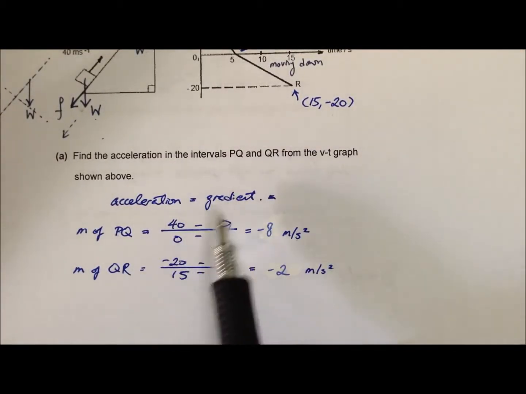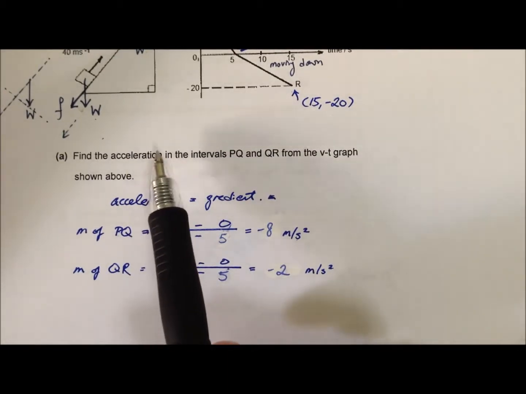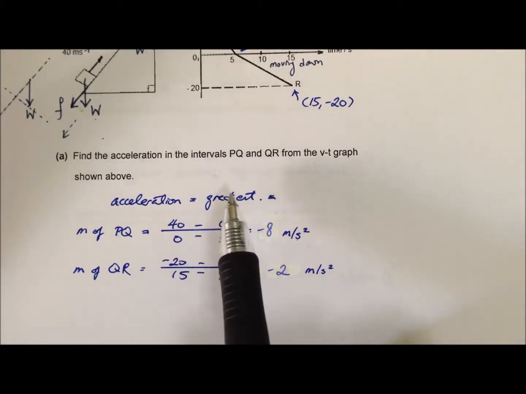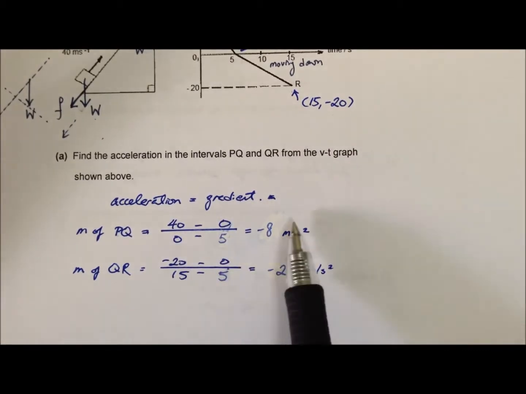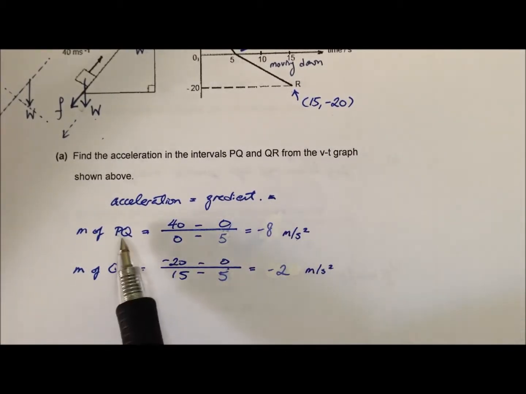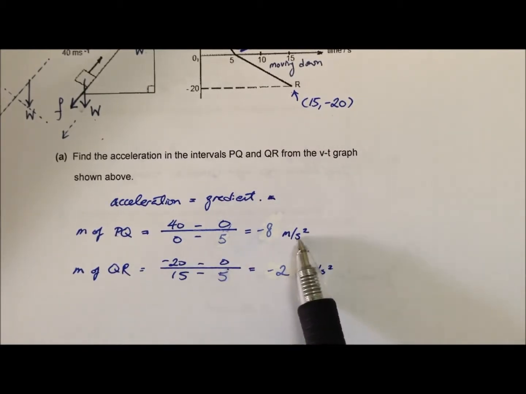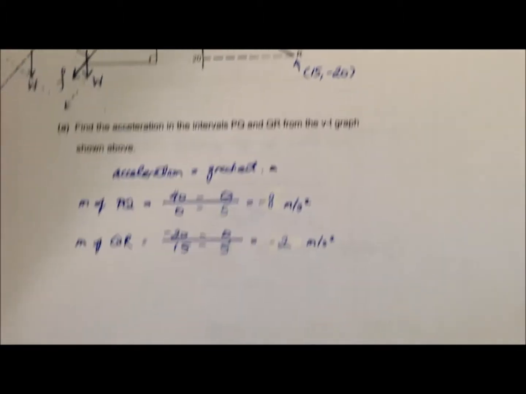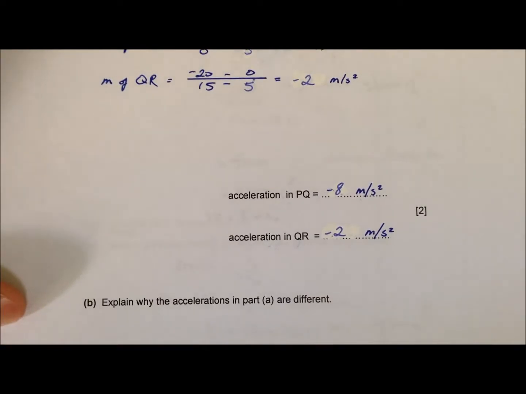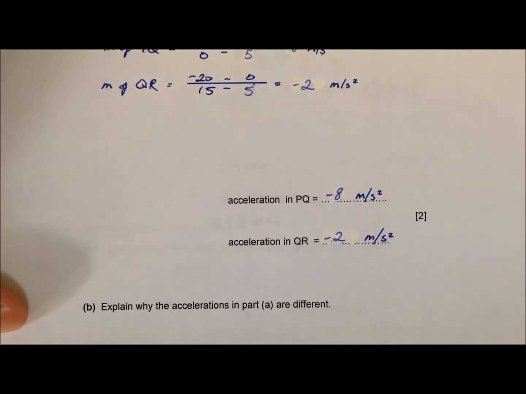the gradient. So the first question asks you about acceleration, and you need to know that the acceleration is represented by the gradient of a VT graph. Put in the value and you'll be able to get the acceleration of the different segments of the graph. So please remember that acceleration unit is meter per second squared. Okay. Now the second part of this question, part B, is asking why the accelerations are different.